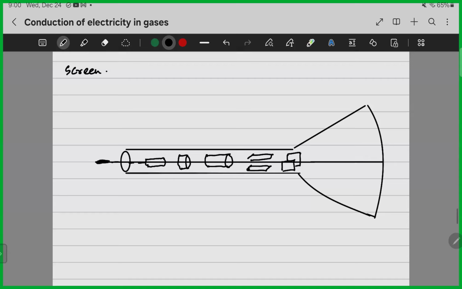All right, now this is called the cathode. Cathode. This is called the grid. It's called the anode, which is positive. And this entire tree, they make the electron gun.